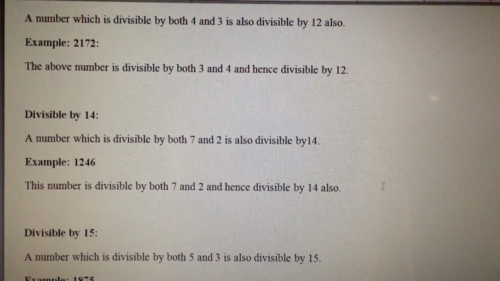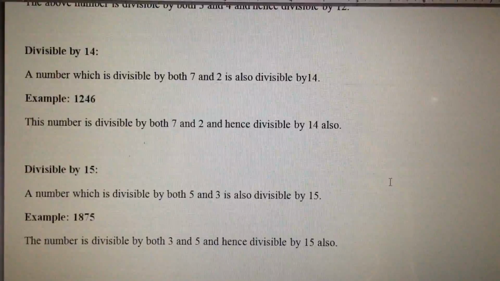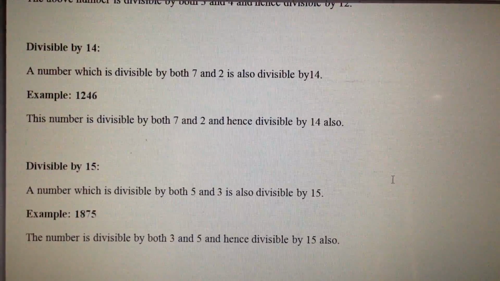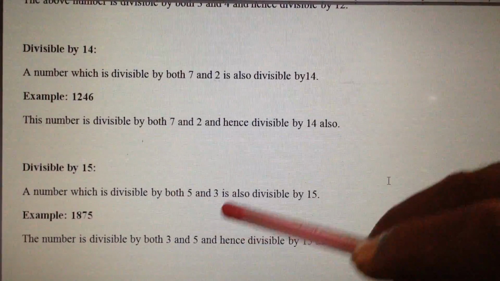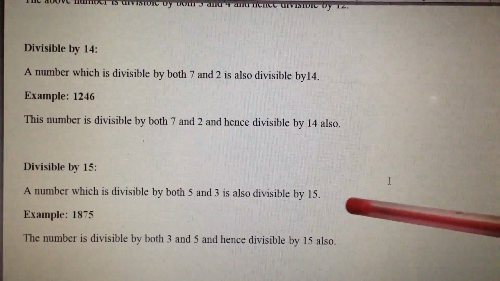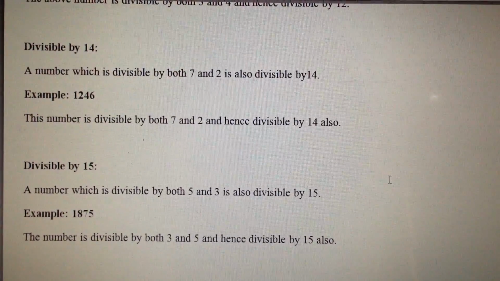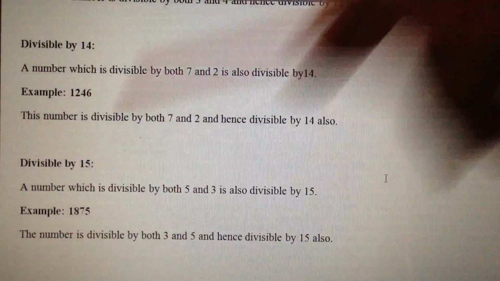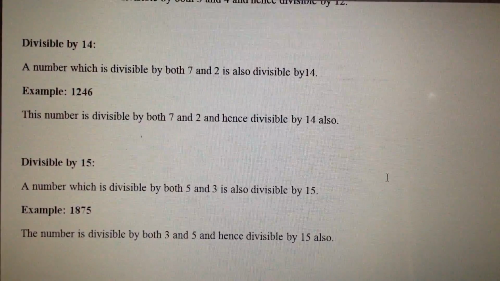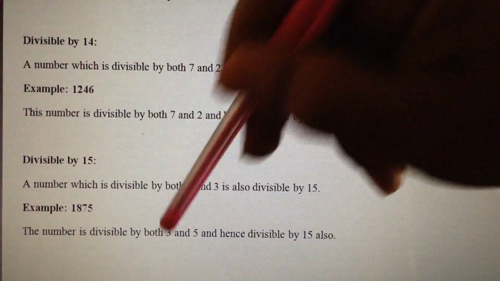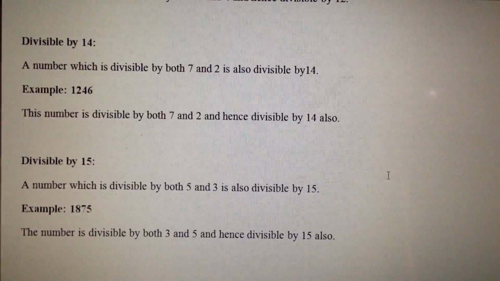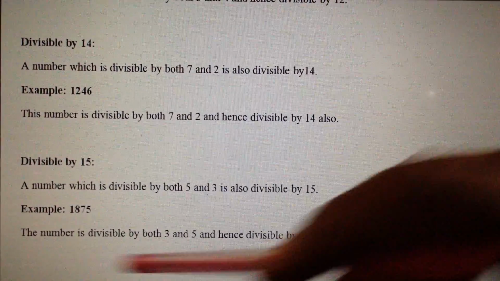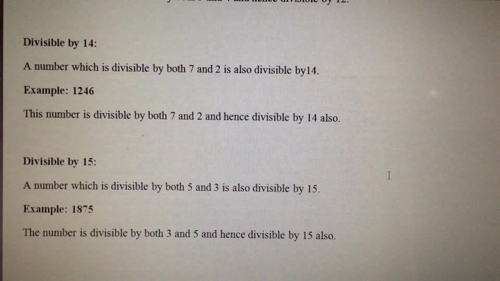Next, let us see the divisibility rule of 15. A number which is divisible by both 5 and 3 is also divisible by 15. It is simple. Let us take an example. 1875 is a number. We know that this number is divisible by both 3 and 5. Therefore, the number itself is divisible by 15 also.